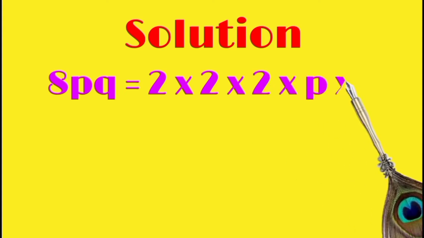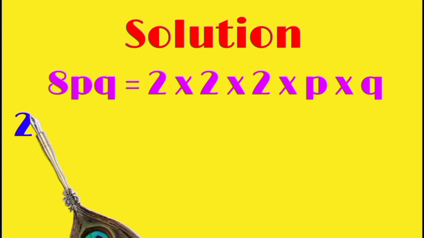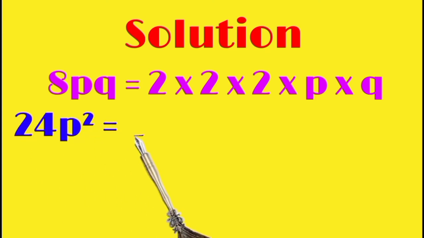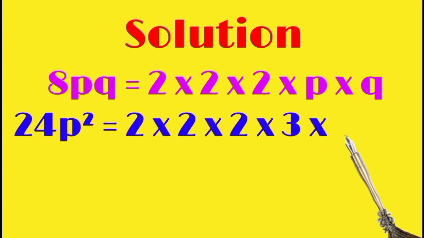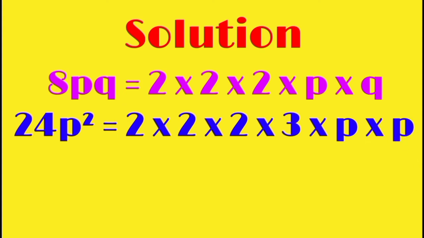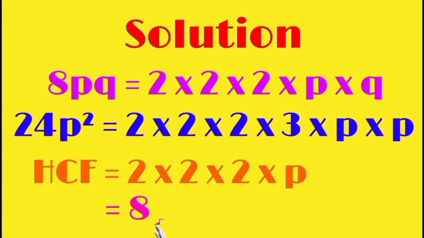For 8PQ, you have 2 times 2 times 2 times P times Q. Then for 24P squared, you have 2 times 2 times 2 times 3 times P times P. So you trace out the common factors. If you look at it carefully, you notice 2 times 2 times 2 times P are common. So that gives us our HCF as 8P.